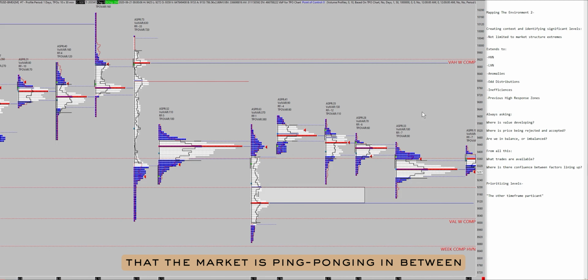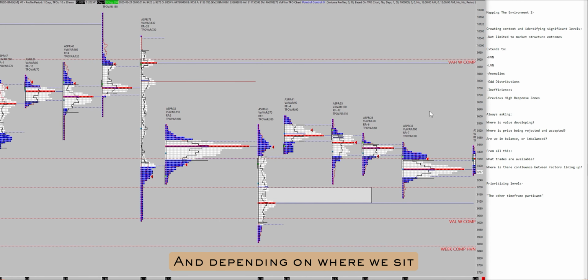Okay, so what we're doing is trying to find sort of the levels that the market is ping-ponging in between. Okay, and depending on where we sit within structure and what direction value has been migrating, we're going to give more weight to one side than the other. So you could see that the market was, in this case, came out of the low very aggressively, but didn't do anything to follow through. Okay, so instead, value was declining over time.